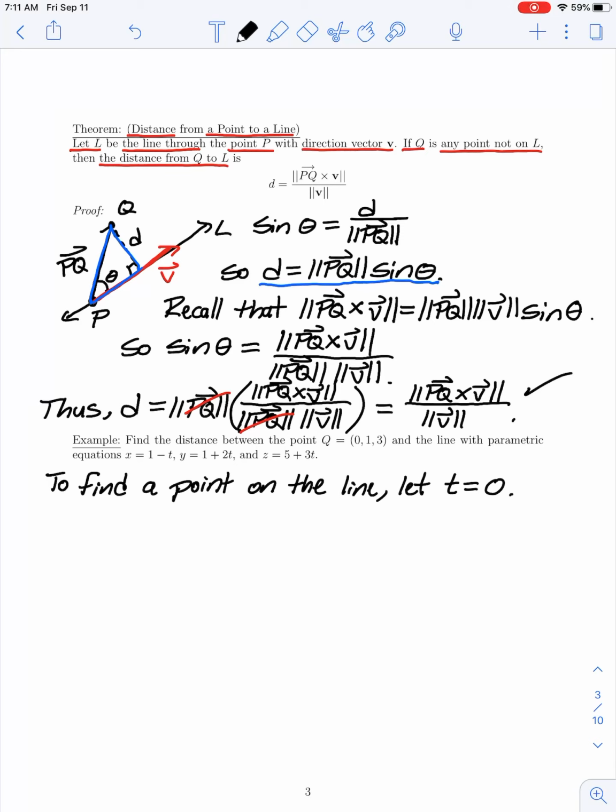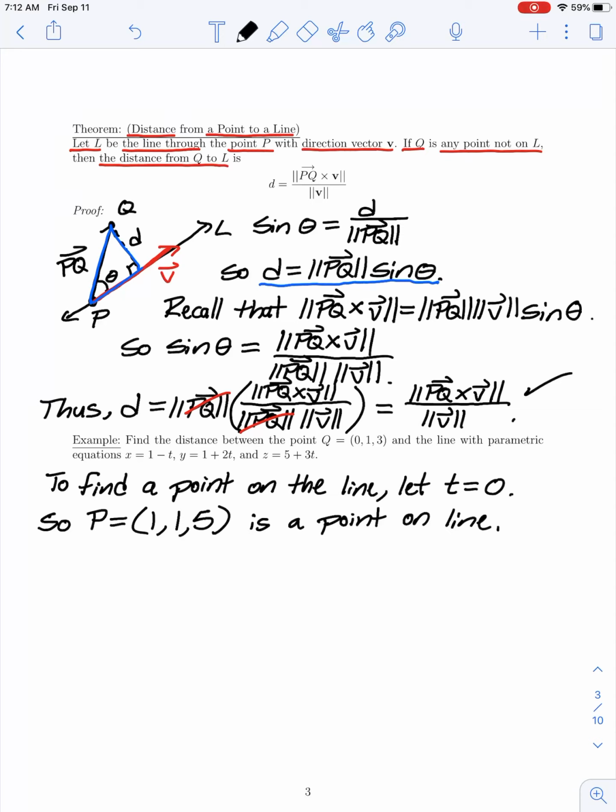Let's take maybe t equals 0. So for our point P, which lies on the line, if t is 0, x would be 1, y would be 1, and z would be 5. So here P, which is (1, 1, 5), is a point on our line.